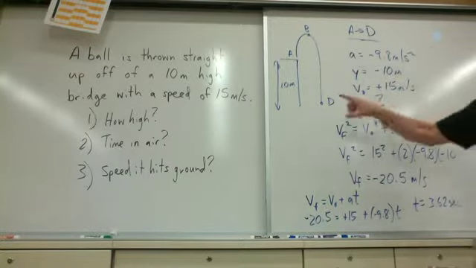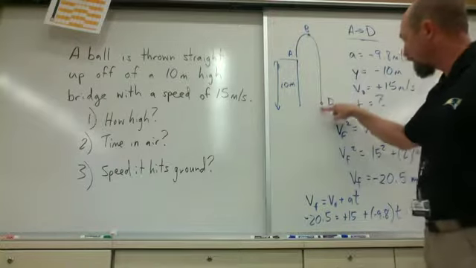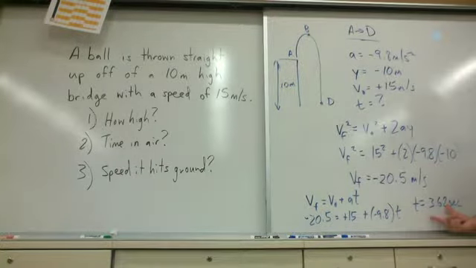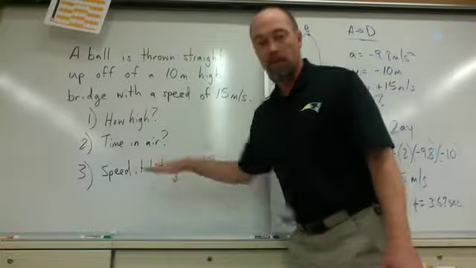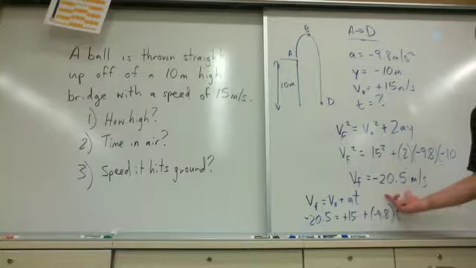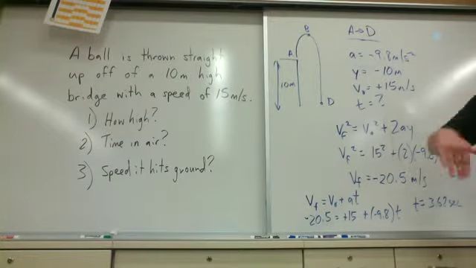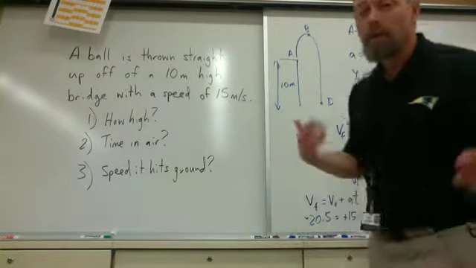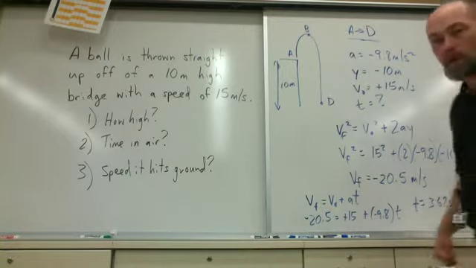Sometimes we do problems where you have to double this time. Again, look at your picture. Where are you going from? I'm going from here to there, so that's just the time. And for part 2, the speed that it hits the ground is not negative 20.5 meters per second. It would be 20.5 meters per second, because speed does not have direction.